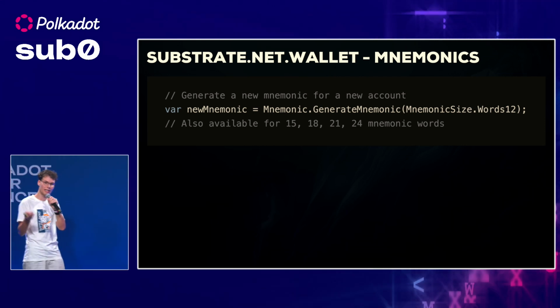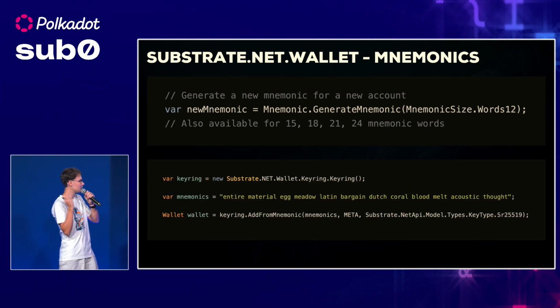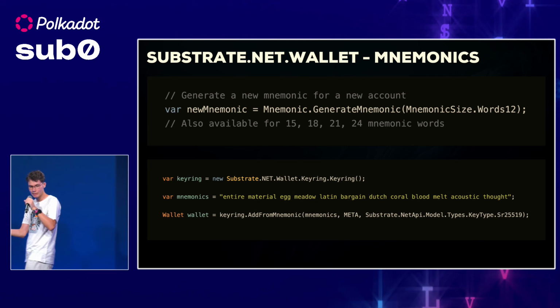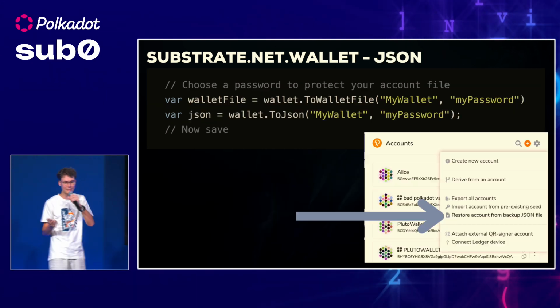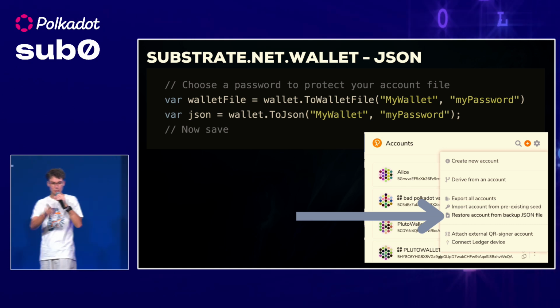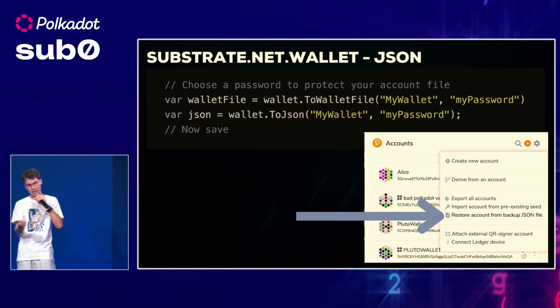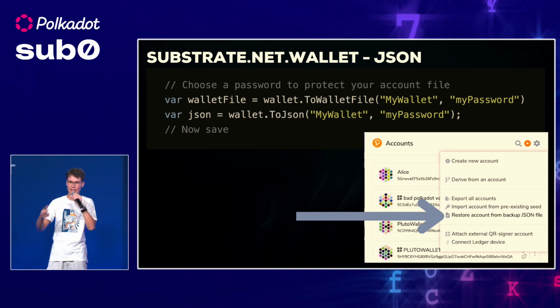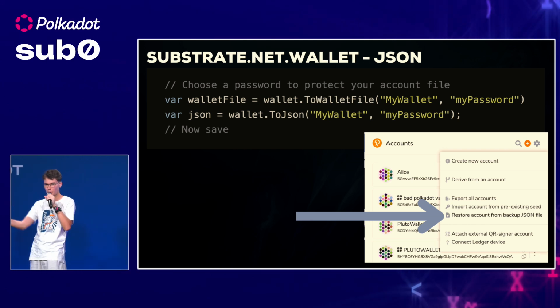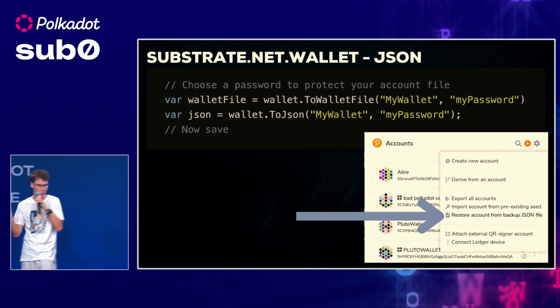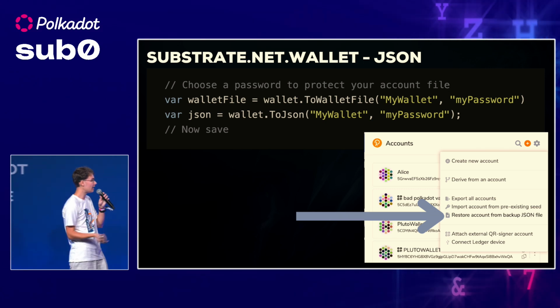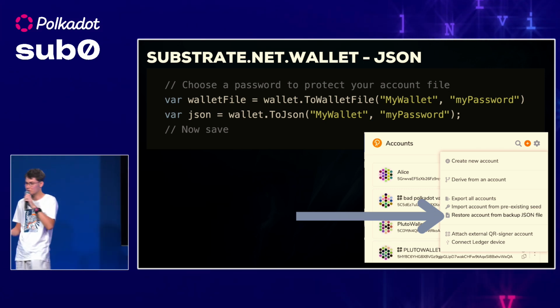It allows you to generate new mnemonic phrases. You can also fill in your existing mnemonic phrases and create an account from it. And you can also export these accounts. So you can export them into a JSON file, which can then be imported into some other external wallets, like the Polkadot.js extension. And you can also do it the other way around.